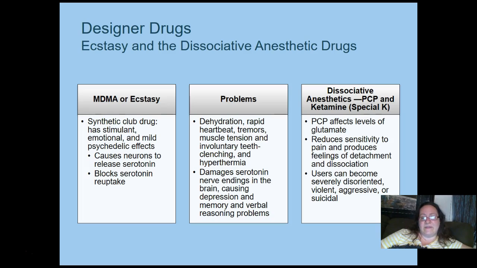And then we have our dissociative anesthetics like PCP and Special K, ketamine. These can reduce sensitivity to pain. I had a teacher once who said PCP will literally make you lose your mind. So I've always remembered, literally, it'll make you lose your mind. So, people can become violent, aggressive, and even suicidal on these drugs.